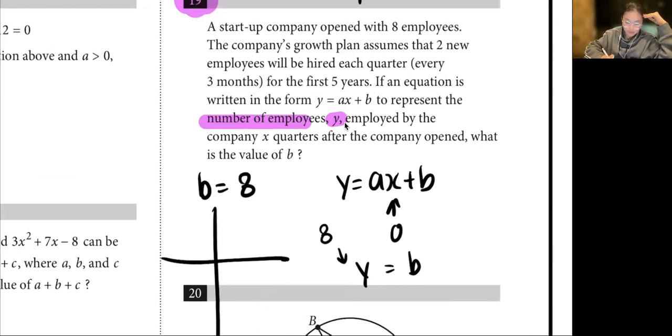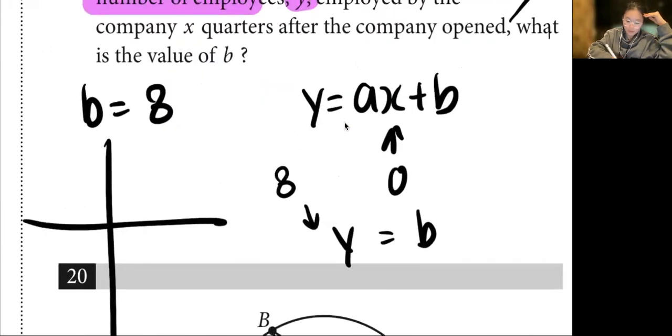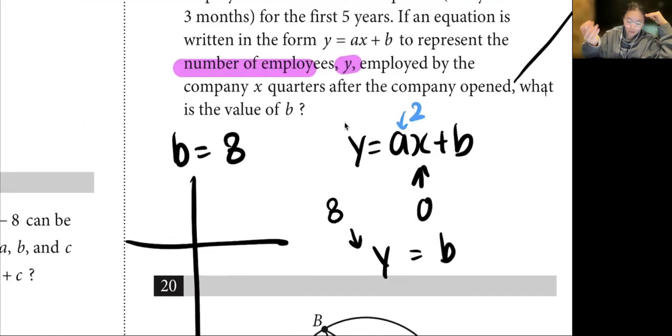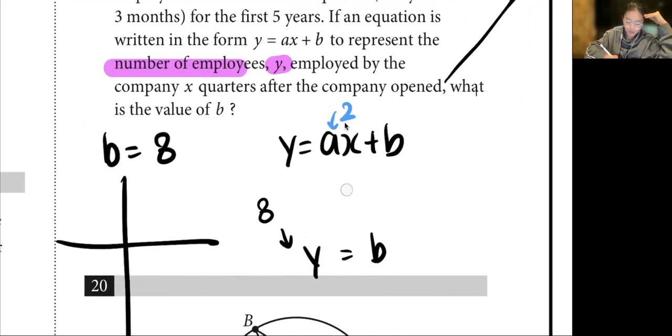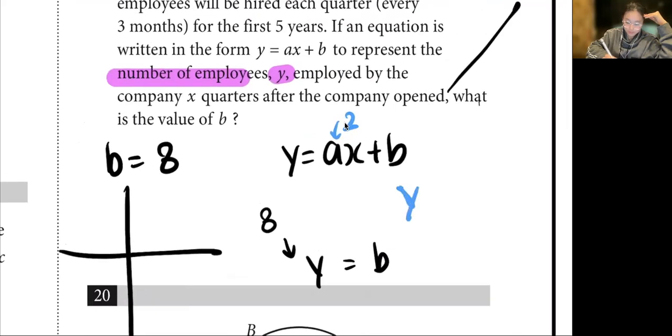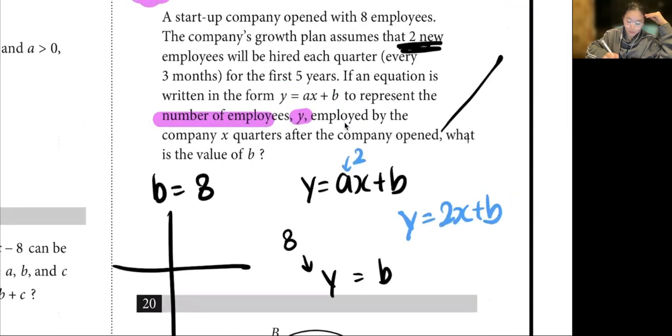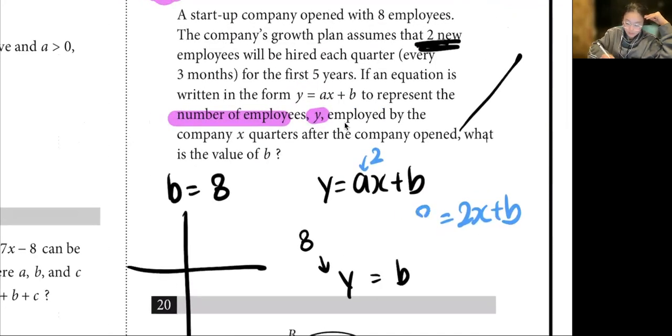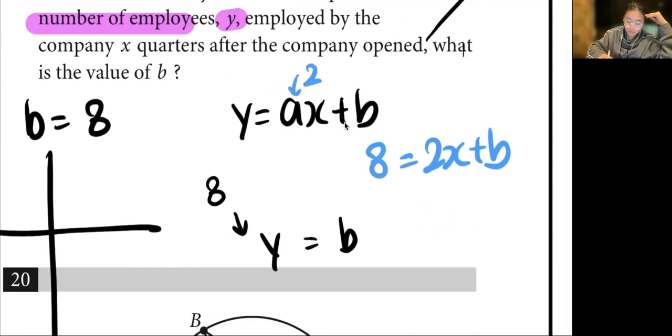So it's going to be 2 new employees will be hired each quarter, which means 2 will be our slope, right? So a is going to be 2. And the x changes, right? And the y changes as x changes. So right now, our equation is y equals 2x plus b. But we know y because we know the number of employees, which is 8. But we want to know b, okay?